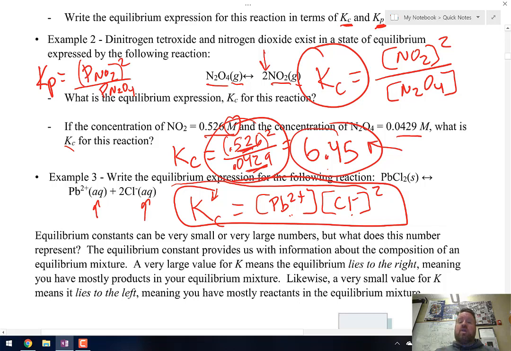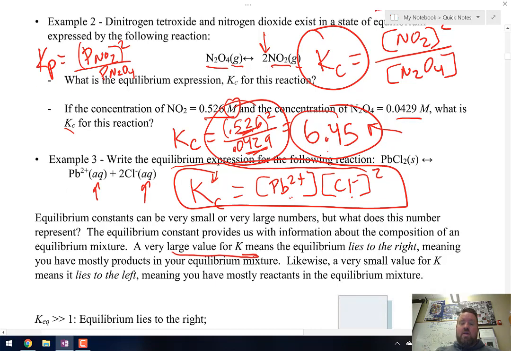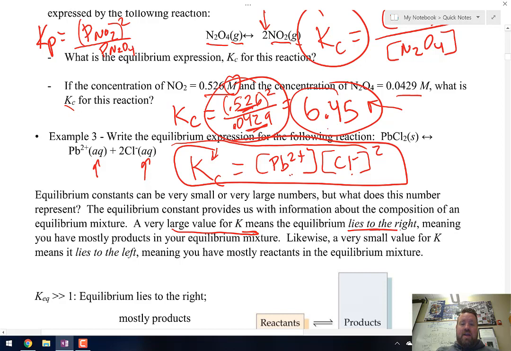So what the equilibrium constant tells you is it basically gives you a ratio of the products on top to the reactants on the bottom. And if the number on the top is bigger, then KEQ, or the equilibrium constant, is greater than 1. So a large value for K, which basically means it's greater than 1, means that the equilibrium lies to the right, is the way that they say it. And really what that means is that you have mostly products in your equilibrium mixture.